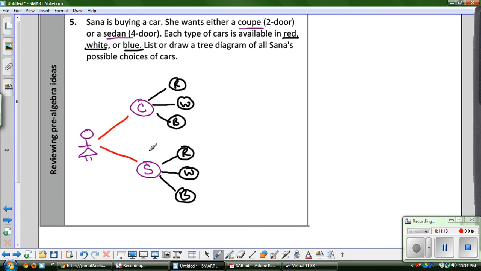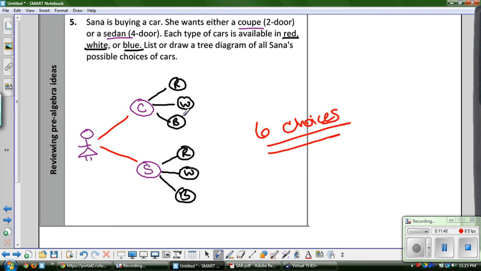Now, the interesting question to answer here is how many choices does she really have in terms of cars? Well, to do that, we're going to actually count the very last set of our tree. 1, 2, 3, 4, 5, 6. So she actually has a total of 6 choices. Now, it wasn't a question that was being asked, but we have to think about why a question like this is important. It's important because it tells us how many choices she has at the end. She has one choice of either coupe or sedan. But when she makes that choice, she has 3 possibilities for each one, hence 6 total choices.